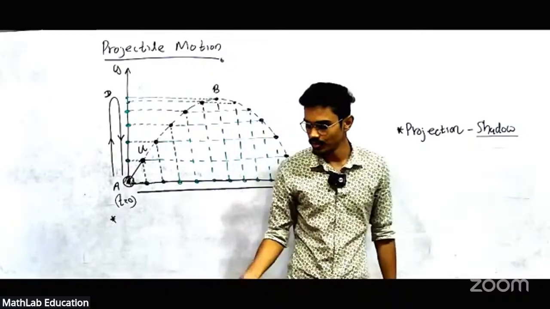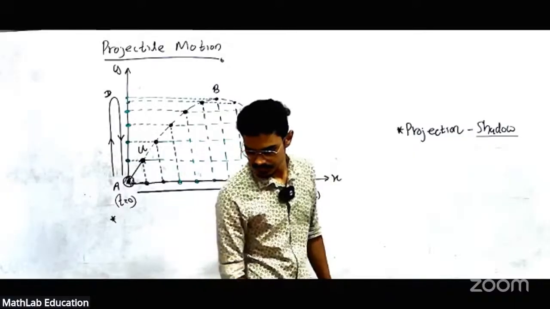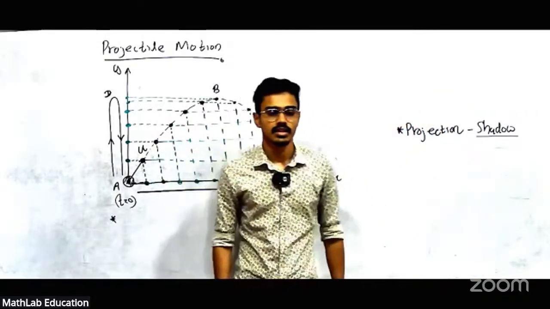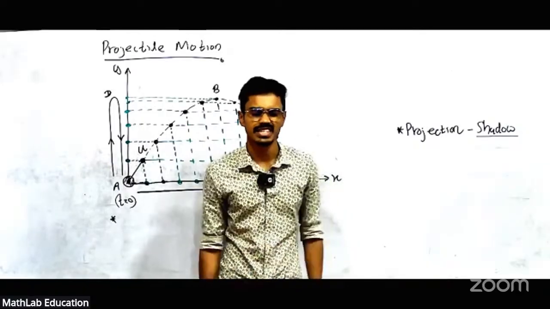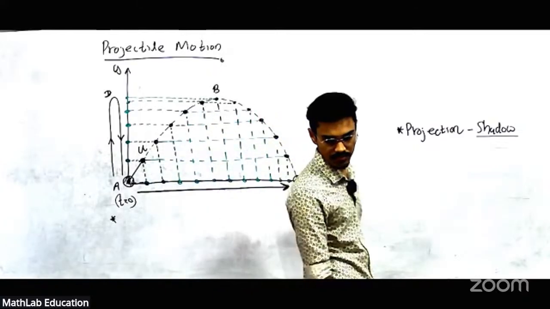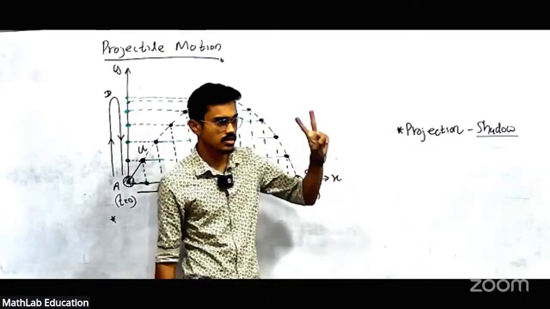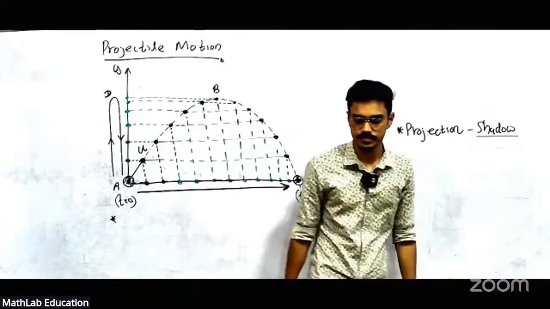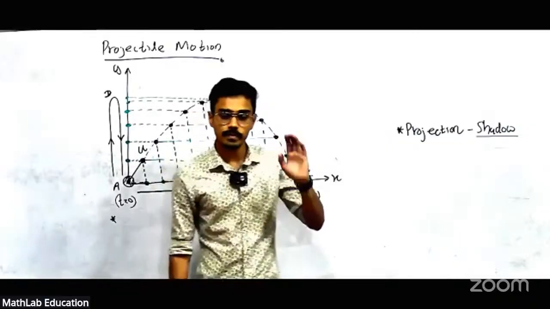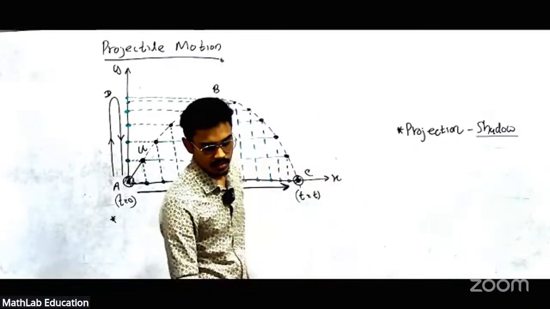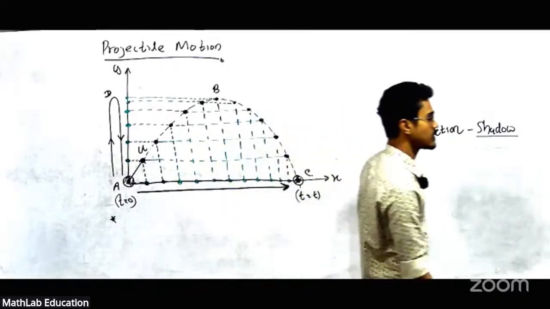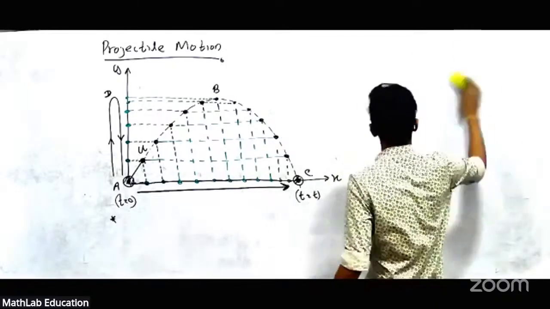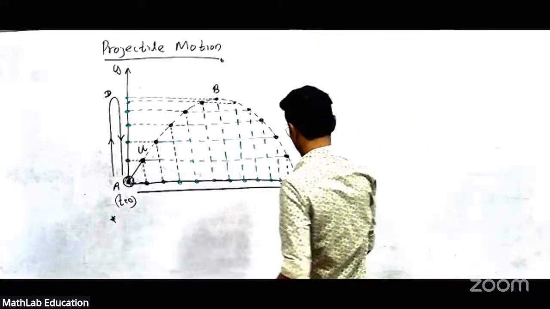Therefore, projectile motion is a combination of two linear motions, which undergo in two perpendicular directions. Right? Okay. Look at here.